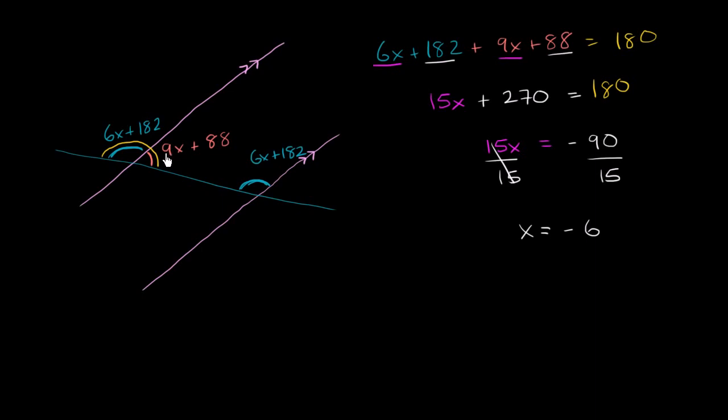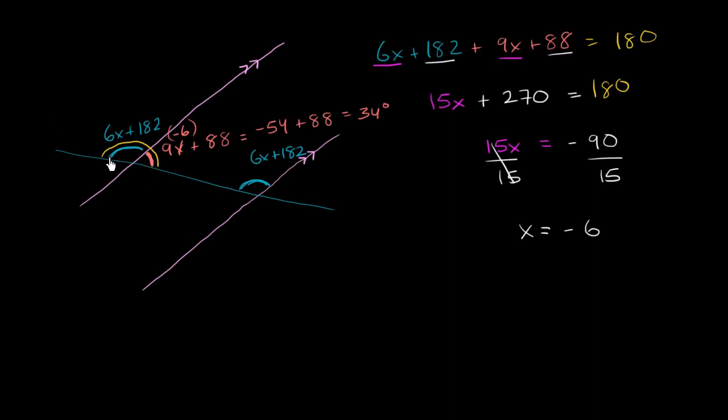So this angle right over here, 9x plus 88, is going to be equal to 9 times negative 6 plus 88. 9 times negative 6 is negative 54. Negative 54 plus 88. Let me write this down before I make a mistake. Negative 54 plus 88 is going to be, let's see, 88 minus 54 will give us 34 degrees. So this orange angle right over here is 34 degrees.